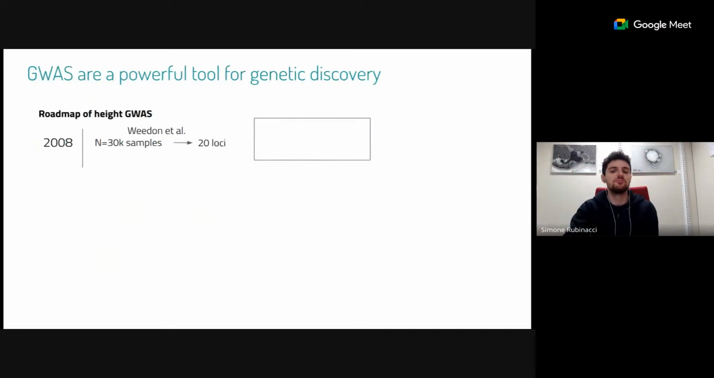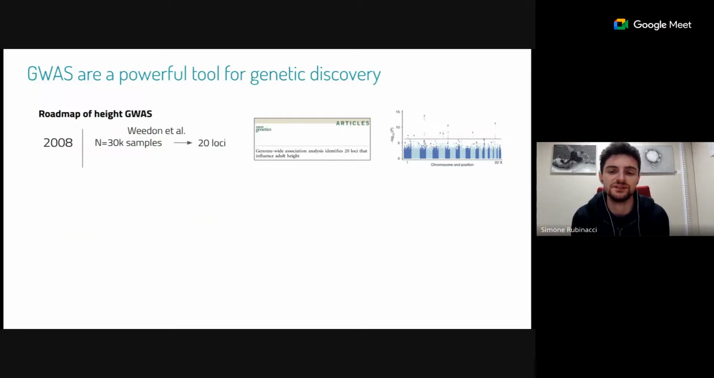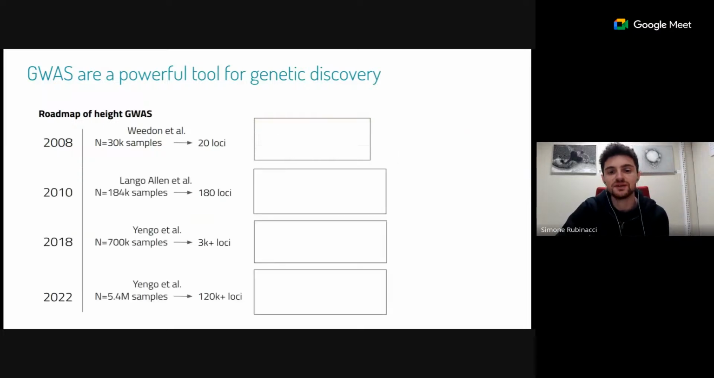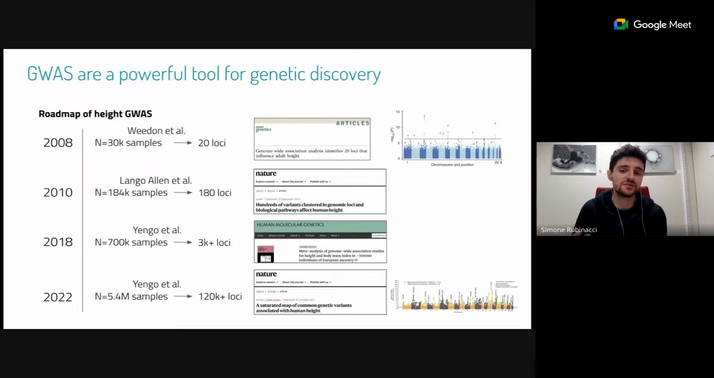So GWAS have become a key tool for identifying genetic influences of human traits. And over the past 2 decades, larger GWASs have identified more and more genetic variants that associate with phenotypes. For example, GWAS of height have grown exponentially in both sample sizes and discovered associations, with the most recent GWAS analyzing over 5 million individuals and discovering more than 120,000 independent loci associated with height.